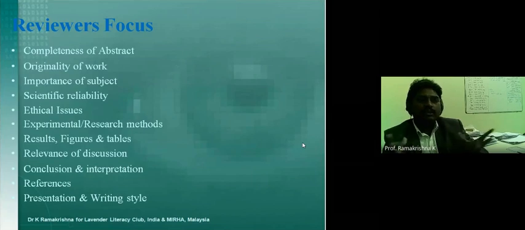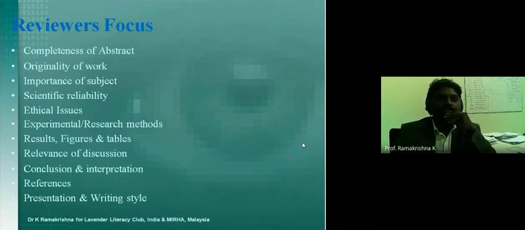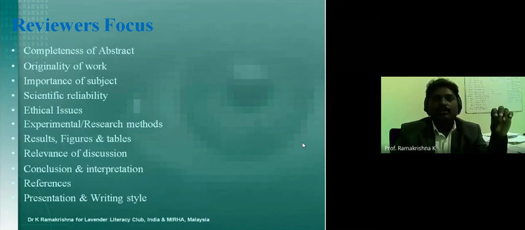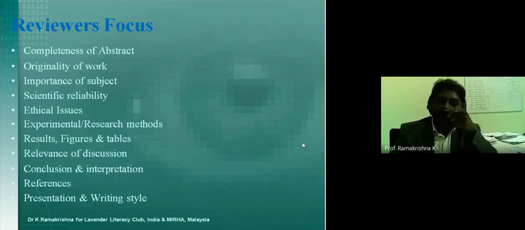So finally, what do reviewers focus on? It is not only an innovation or an invention or the vocabulary and language you used. They have their own procedure. Being a reviewer for many journals and conferences, we follow certain formats. Beyond the formats and templates given by the journals, usually we follow this: completeness of the abstract, originality of the work, importance of the subject, scientific reliability, ethical issues, and the experimental and research methods that you adapted or practiced.